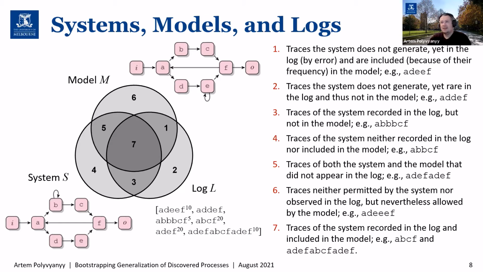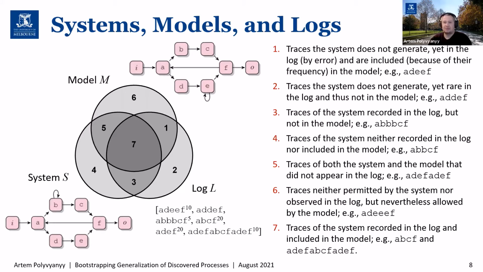We can understand each of these artifacts as a collection of traces. And if we use a Venn diagram to demonstrate these 3 artifacts in the most general way, that's the picture that will evolve. We have 3 sets of traces: traces described by a system, traces described by a model, and traces that happen to end up being recorded in the log. You can probably agree with me that I can motivate each of these areas on this Venn diagram: there can be good reasons why traces can end up in a certain segment of this Venn diagram.